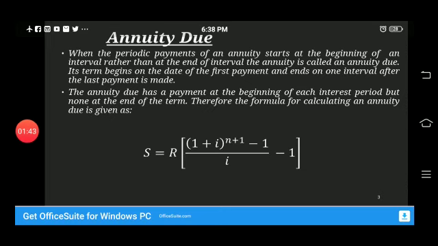Its term begins on the date of the first payment and ends one interval after the last payment is made. The annuity due has a payment at the beginning of each interest period but none at the end of the term. Therefore, the formula for calculating an annuity due is S = R multiplied by ((1 + i) raised to power (n + 1) minus 1) whole divided by i, minus 1.